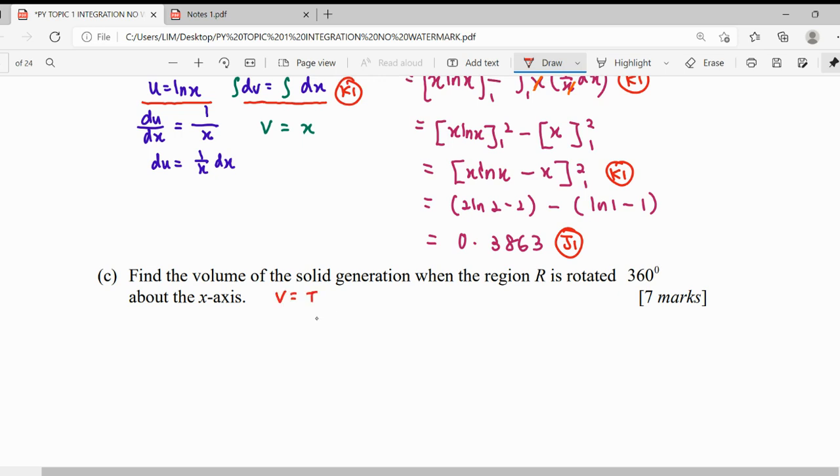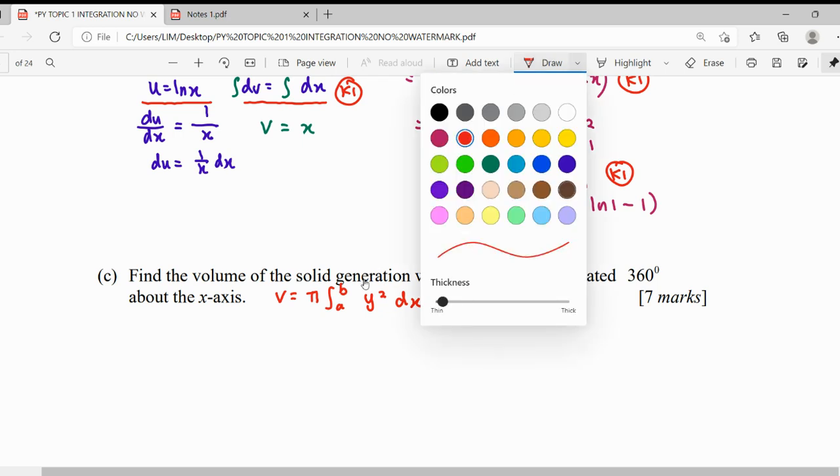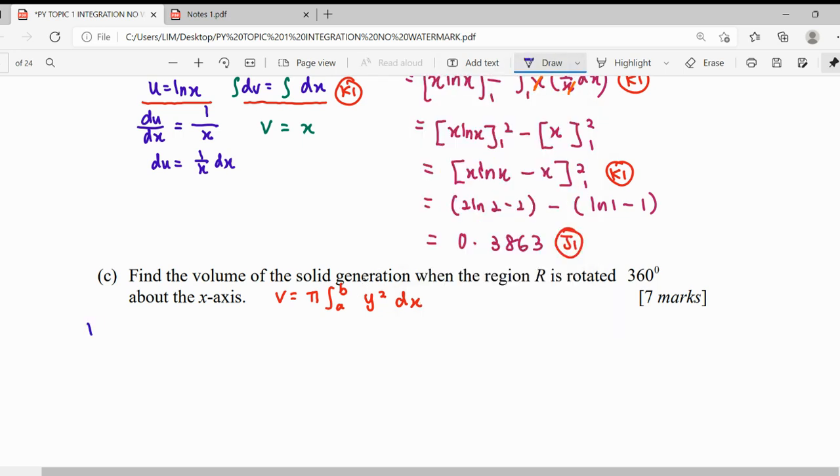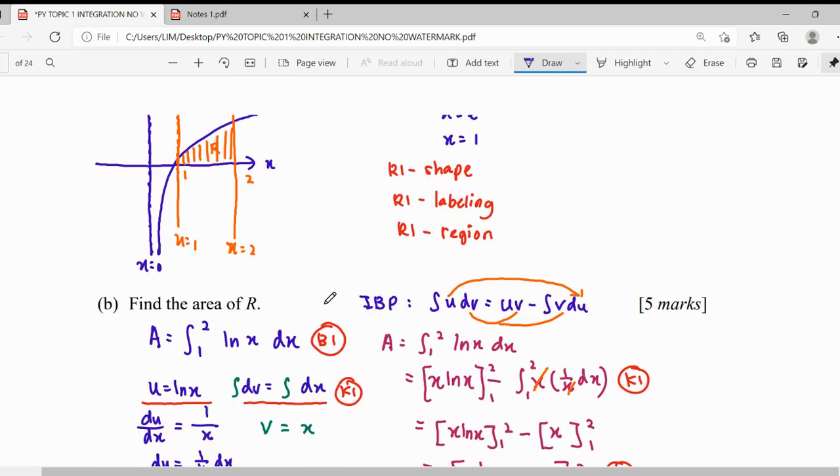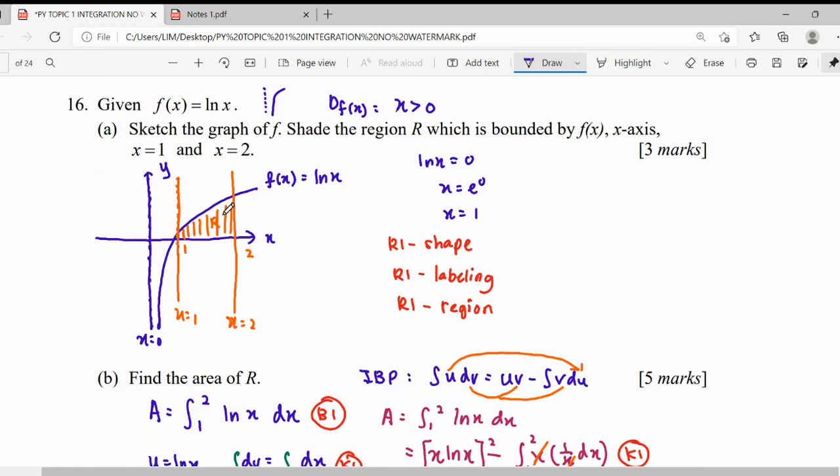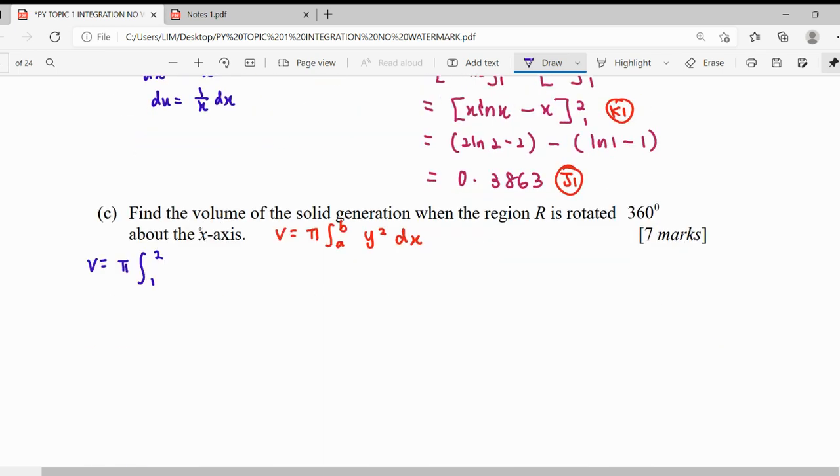So the volume formula is pi, then the lower limit, upper limit. Then our equation has to be squared when we are referring to dx, so our y equation will be squared. So when we want to find this volume for this question, we have to follow the formula with pi. The lower limit is 1, the upper limit is 2. We look at our region here: the lower limit is 1, the upper limit goes up to 2. So this y equation, this area under the graph, we are going to square, so we get ln squared.